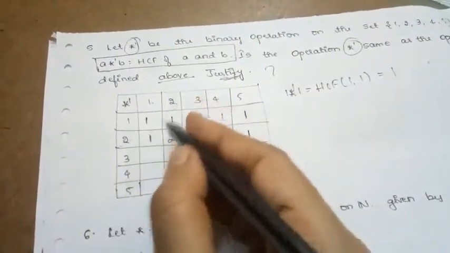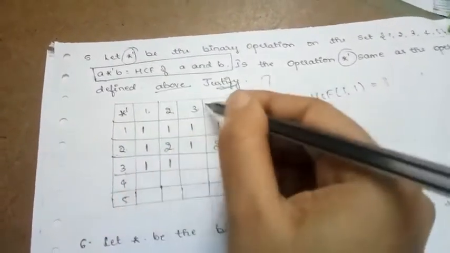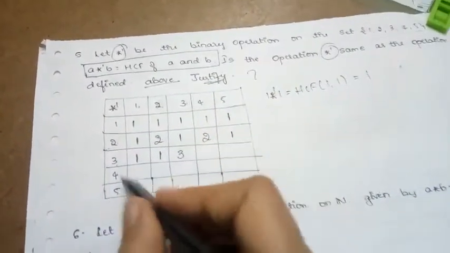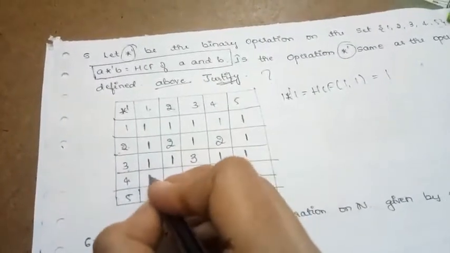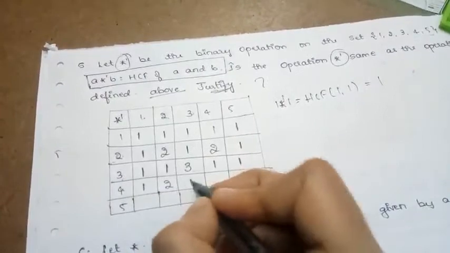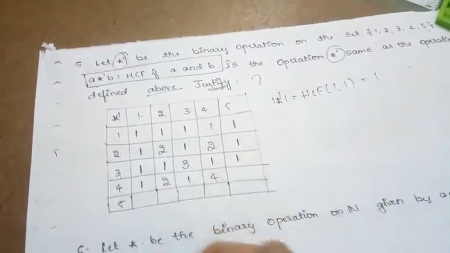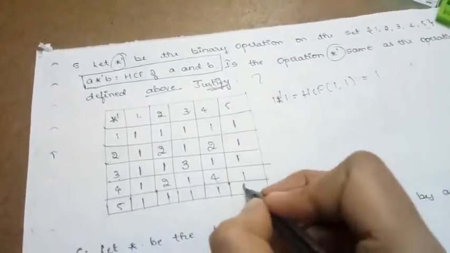Then HCF of 3 and 1 is 1. HCF of 3 and 2 is 1. HCF of 3 and 3 is 3. HCF of 3 and 4 is 1. HCF of 3 and 5 is again 1. HCF of 4 and 1 is 1. HCF of 4 and 2 is 2. HCF of 4 and 3 is 1. HCF of 4 and 4 is 4. HCF of 4 and 5 is 1. HCF of 5 and 1 is 1. HCF of 5 and 2 is 1. HCF of 5 and 3 is 1. HCF of 5 and 4 is 1. HCF of 5 and 5 is 5.